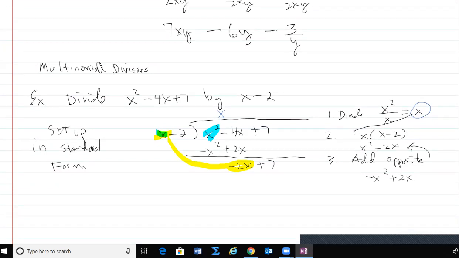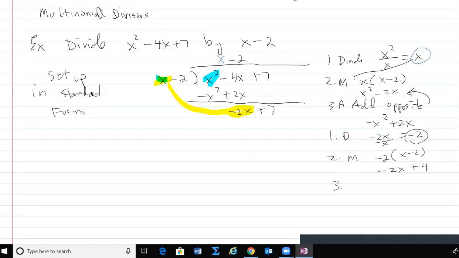So I do. So I repeat my steps here now. Remember, this was divide, this was multiply, this was add. So I'm going to do it again. Divide. Negative 2x over the x is negative 2. Don't forget to put that negative 2 up here. It's going to be part of our answer. So second step, you're going to multiply. Take your negative 2 times your divisor, x minus 2. Okay, and we've got that number ready for a third step, which is going to be to add the opposite.